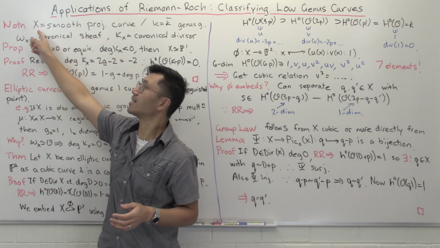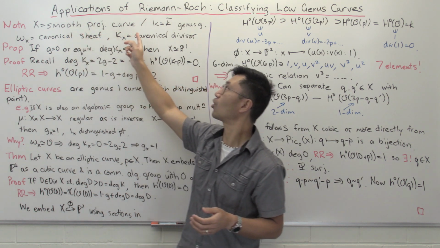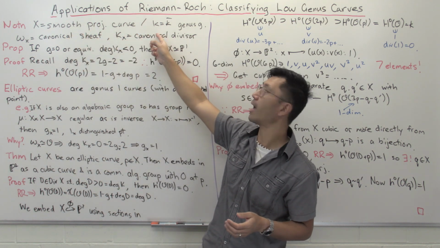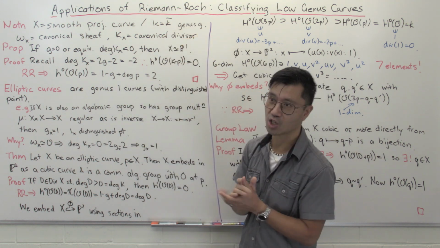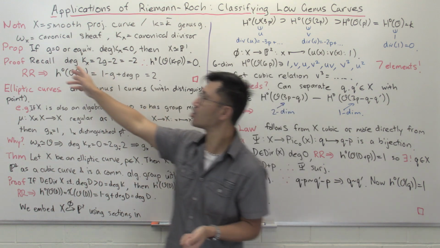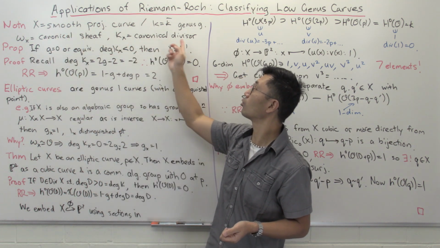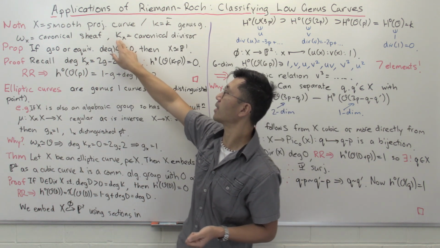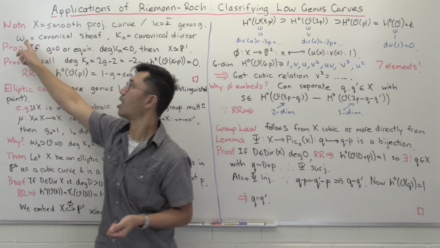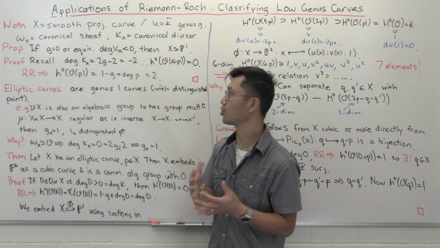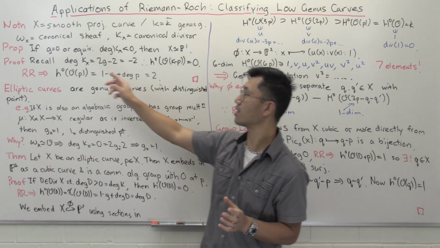So consider X here. In this video, X will always be a smooth projective curve, and we'll work over the field K, which is algebraically closed. And as usual, we'll let g denote the genus. Omega X will denote the canonical sheaf, and K_X will be a canonical divisor. So this is basically any divisor such that O of K_X is isomorphic to this canonical sheaf here. Okay, so let's look at the case where the genus is equal to 0.